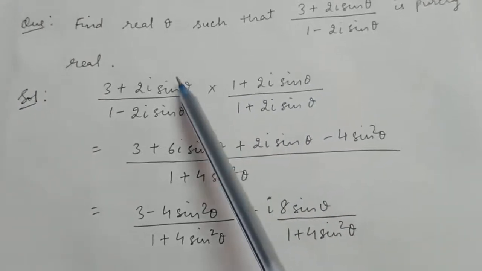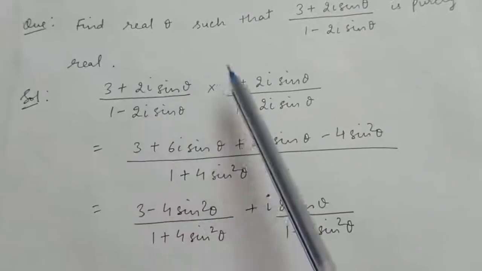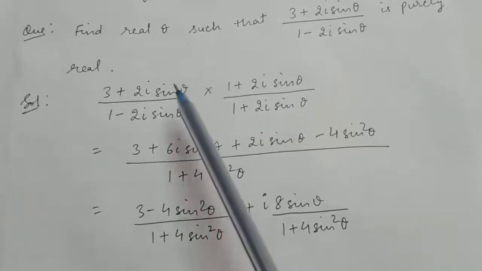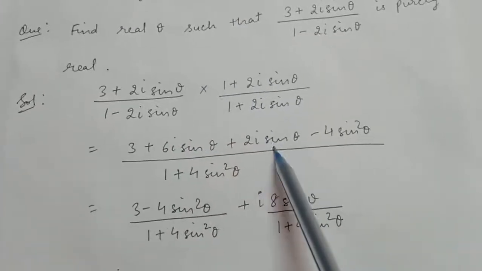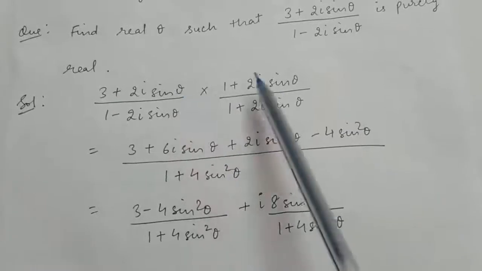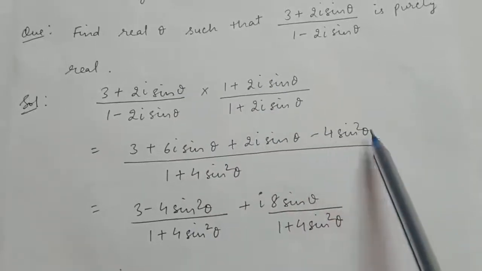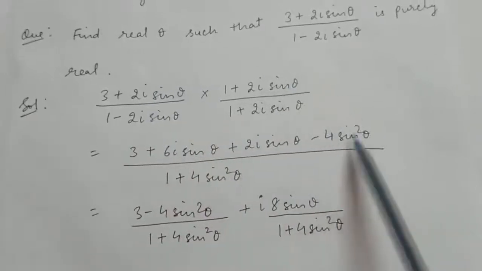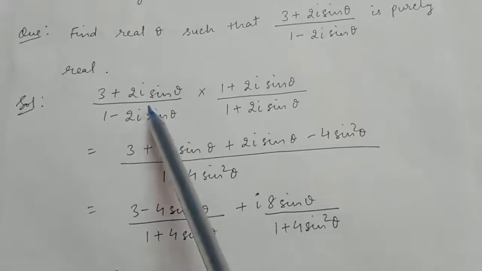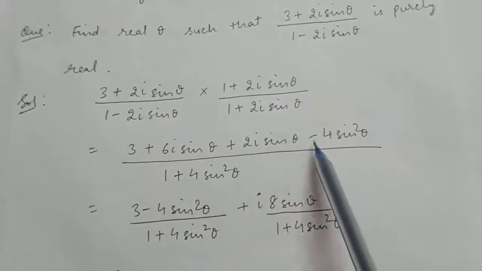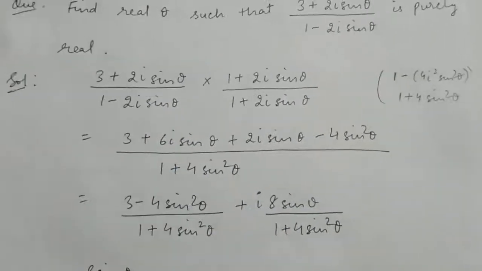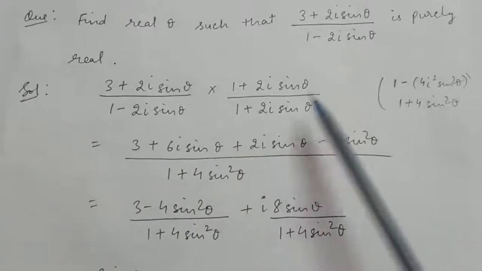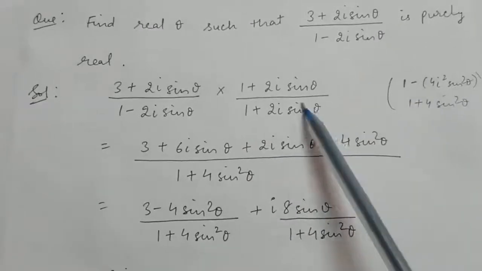Now multiply the numerators, you will get 3 plus 6 iota sine theta plus 2 iota sine theta, and product of these two will be minus 4 sine square theta, because 2 into 2 is 4. Sine theta into sine theta is sine square theta, and iota into iota is iota square, which is minus 1, right? Upon the denominator you will get a minus b into a plus b. So it will be a square minus b square.